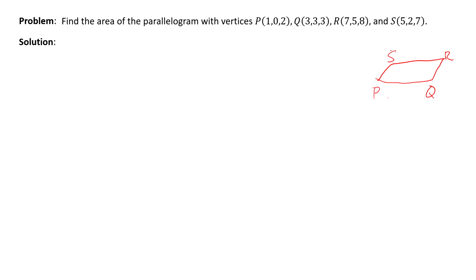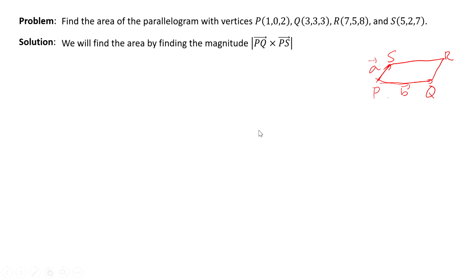Okay. So which ones are adjacent? PQ and PS. So we saw that if we had vectors A and B like this, the area of that is simply the magnitude of A cross B. So we just need to do PQ cross PS.